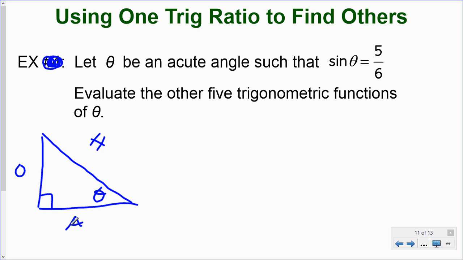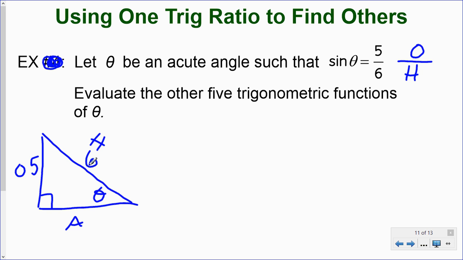Okay, now remember, sine of theta is always opposite over hypotenuse. So that gives us 2 side lengths of the right triangle. So this side is 5, and the hypotenuse is 6. Okay, we're going to have to find the third side. So we need to use Pythagorean theorem.